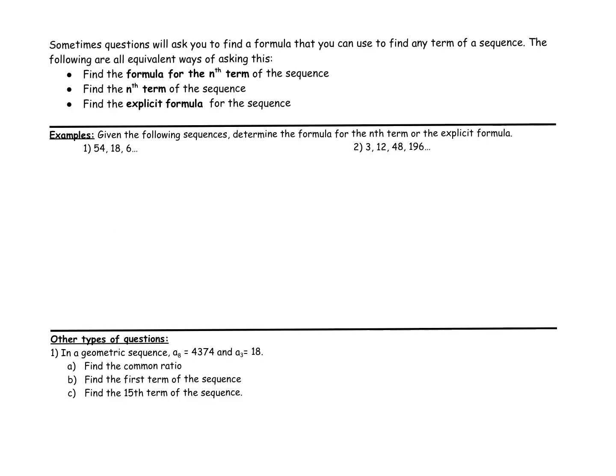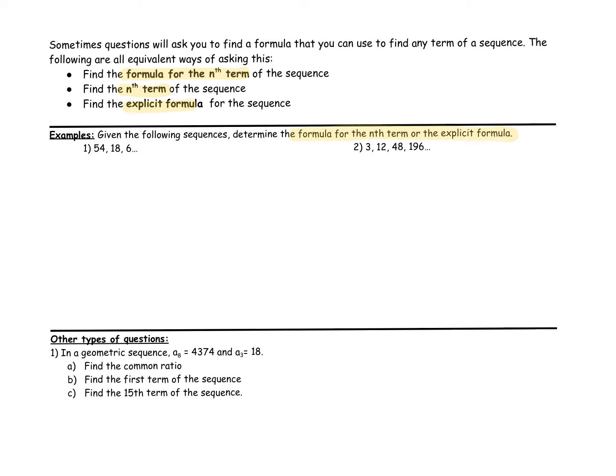Okay, so again, similarly as we did yesterday, some questions will ask you to find the formula that you can use to find any term of a sequence. The following are all equivalent ways that we could ask this. Find the formula for the nth term, find the nth term, find the explicit formula. So here they want us to find the explicit formula or the formula for the nth term.